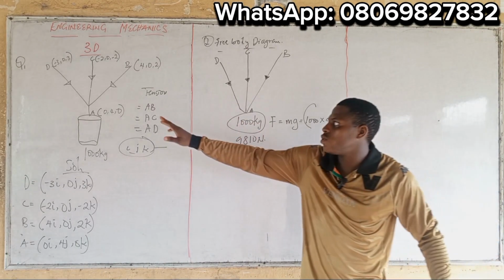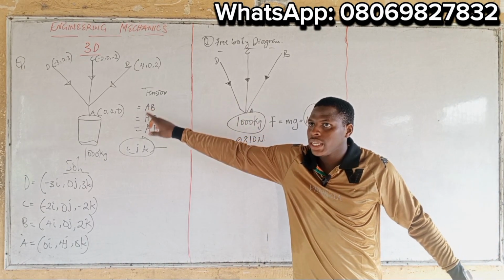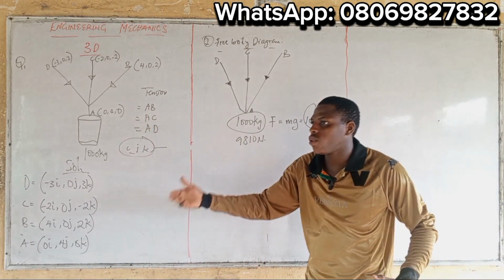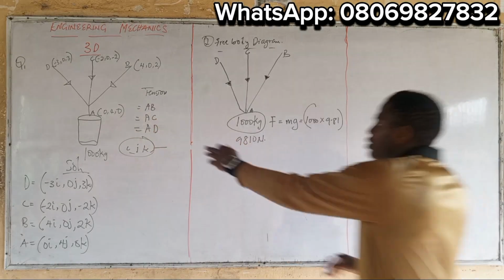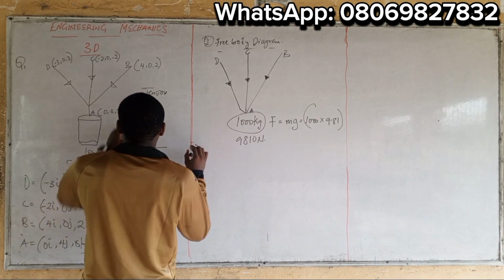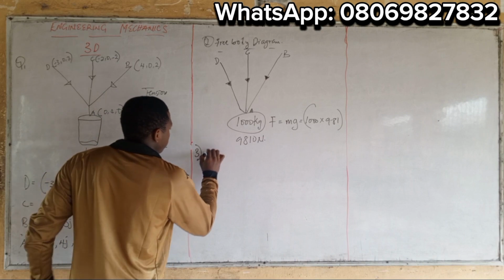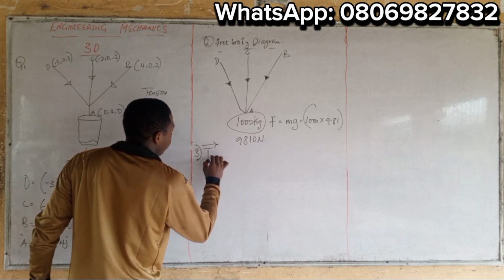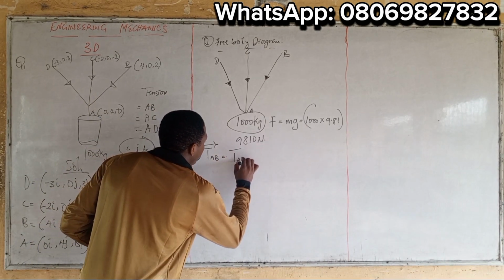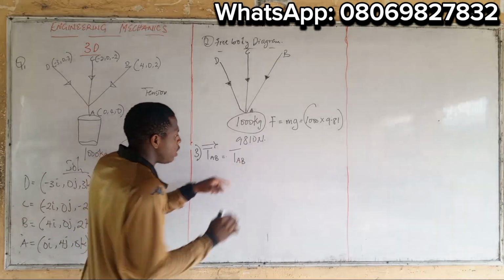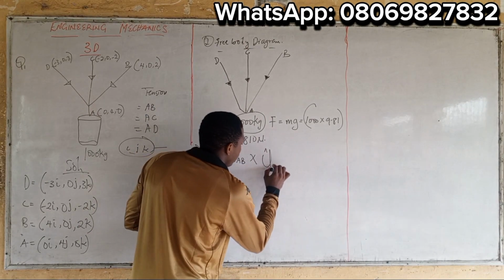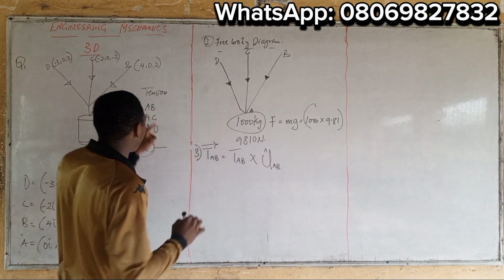And what are the tensions you are asked to look for? The tension for AB, the tension for AC, and the tension for AD. So the next step is to write the vector form for each of these tensions given. That is number 3, the vector form. So the vector form for AB will simply be TAB, the tension for AB, multiplied by your unit vector AB. That's the vector form for the first one.